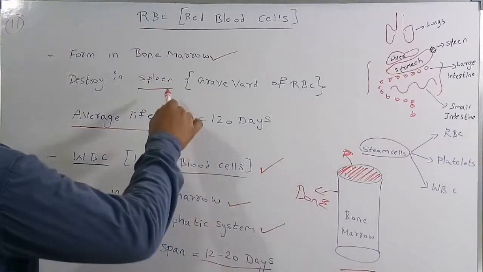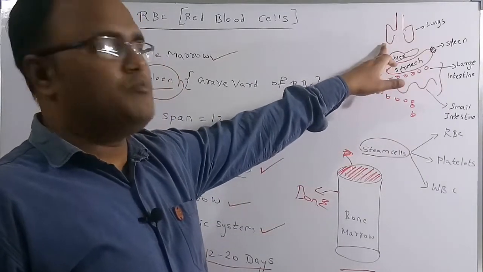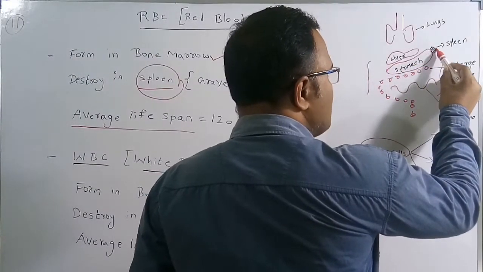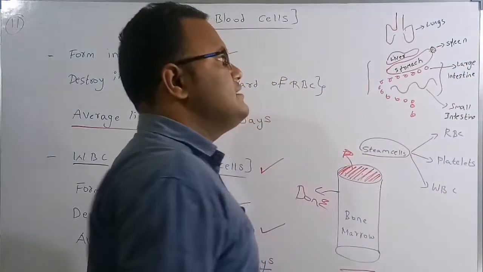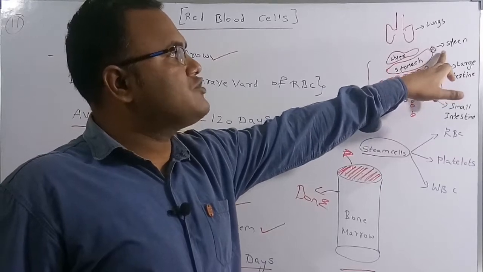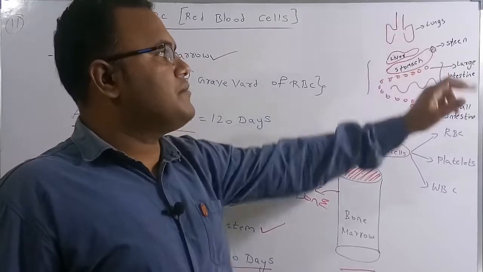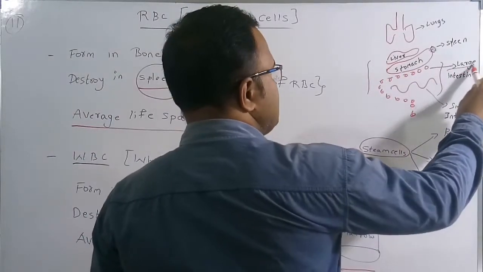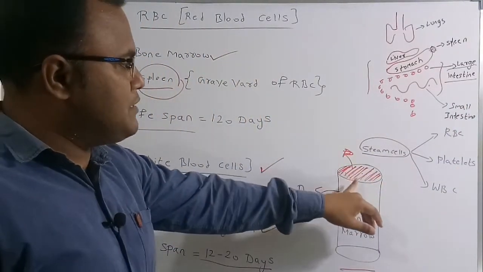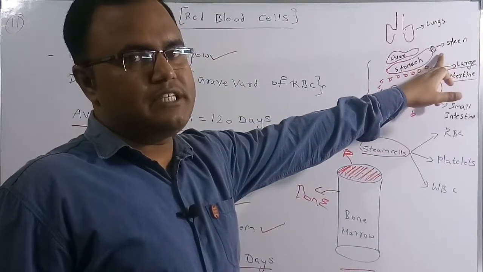Now the RBC is going to be destroyed in the spleen. See here, these are the lungs of the human body, and this is the stomach. On the stomach there is a small organ attached to the stomach. That part is called the spleen. So in the spleen the RBC is destroyed. This is the large intestine of the human body, and this is the small intestine. So I have shown you that in the bone marrow the RBC is formed, and in the spleen the RBC is destroyed.